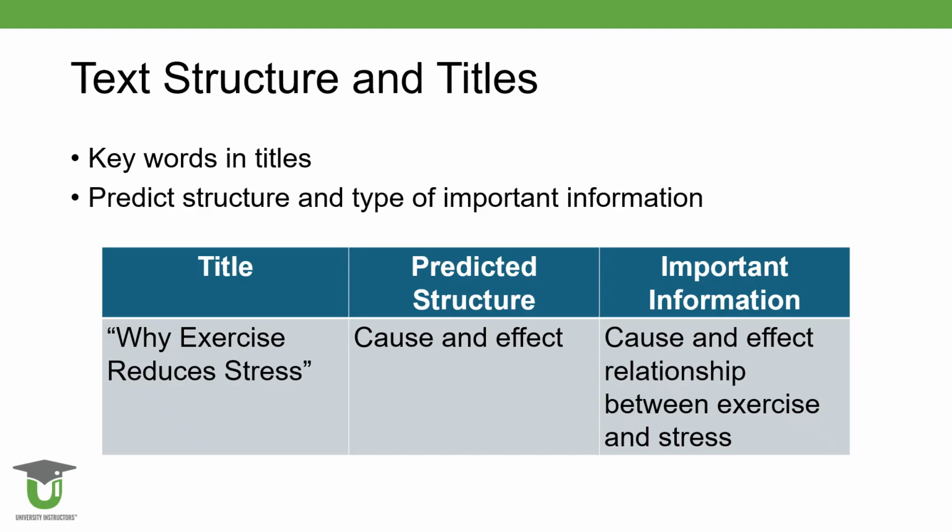Titles of text sometimes give students clues of how the text will be structured. For example, titles like How Global Warming Leads to More Intense Hurricanes, The Impact of Deforestation on Biodiversity, and Why Exercise Reduces Stress tell students these texts will explain a cause such as global warming, deforestation, exercise, and its resulting effect, more hurricanes, loss of biodiversity, and reduced stress.